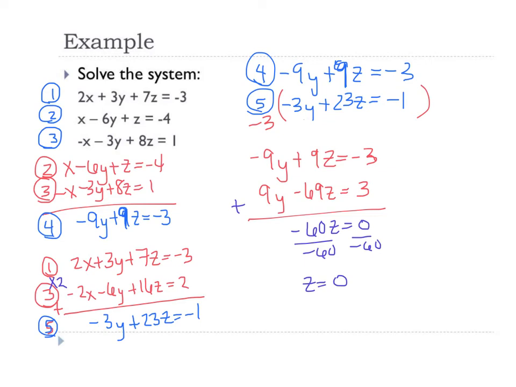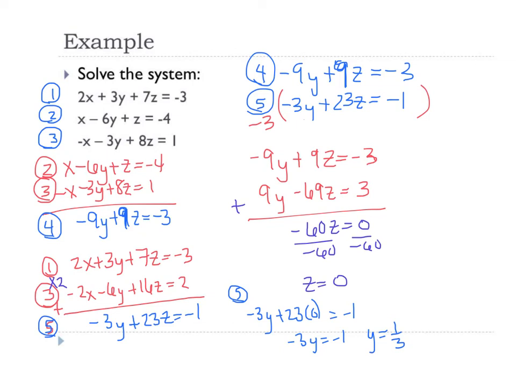The next one you have to find has to be y, because if you go back up to equations 4 and 5, that's your next unknown. So let's just use equation 5. Negative 3y plus 23 times 0, so negative 3y equals negative 1, y equals 1/3.